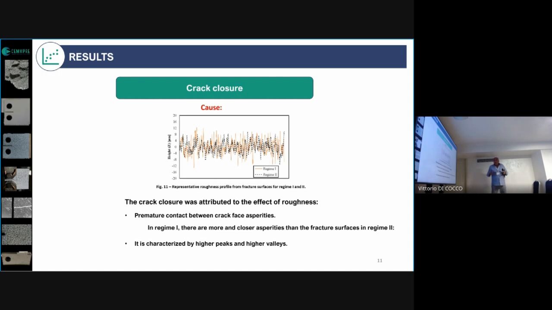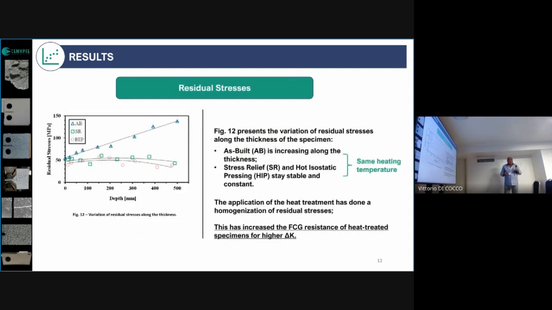There's a contact between the crack faces, and we can see here the difference of the asperities in regime 1 and in regime 2. In regime 1, we have high peaks and higher values of the roughness, and this can explain the existence of crack closure in the zone, but plasticity-induced closure, we couldn't see it. But we will activate it with overloads, as we'll see later.